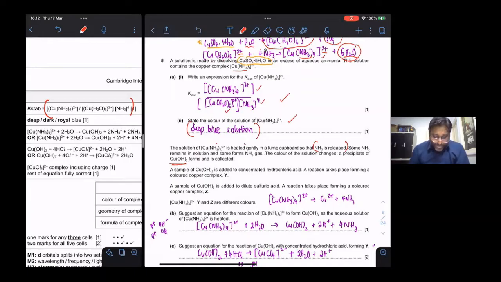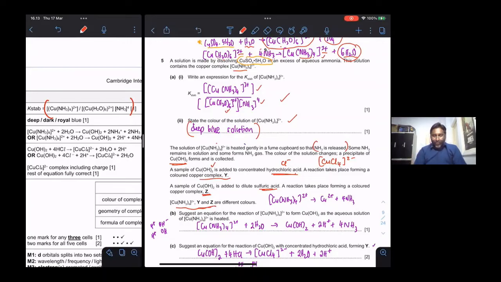Okay, so they say a sample of this is added to concentrated hydrochloric acid, then you have a reaction forming a copper complex Y. This is concentrated hydrochloric acid, which means there's going to be a ligand exchange. If you memorize this, it's quite easy. You are going to get this ligand, which is yellow color. A sample of this copper hydroxide is also added to dilute sulfuric acid. A reaction takes place and you get another complex which is going to be Z. They also mentioned that all these 3 complexes are different colors.